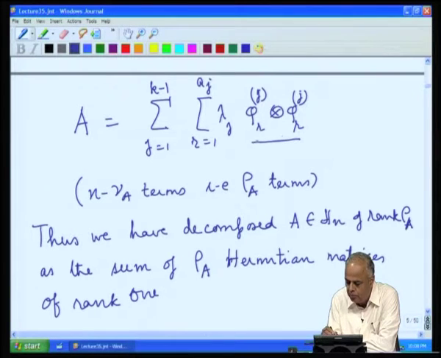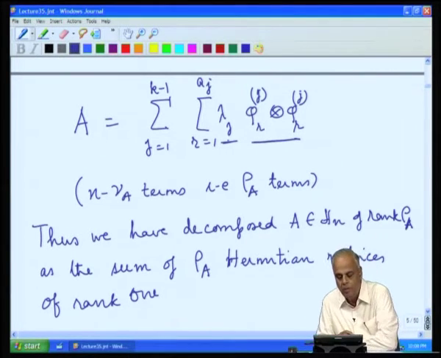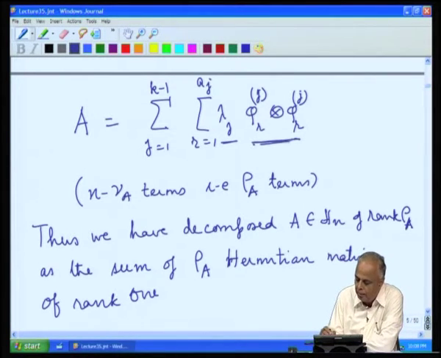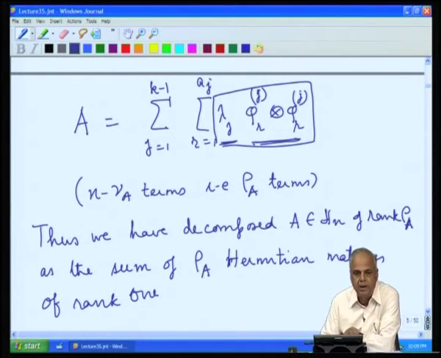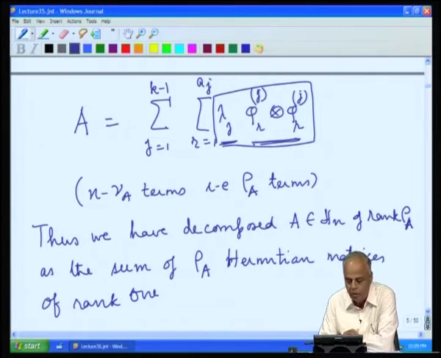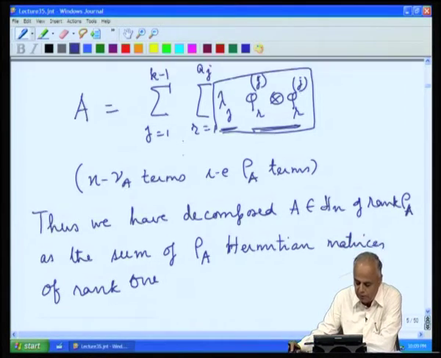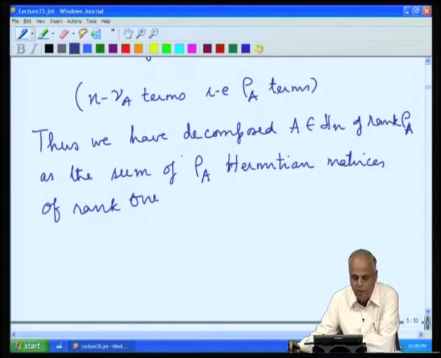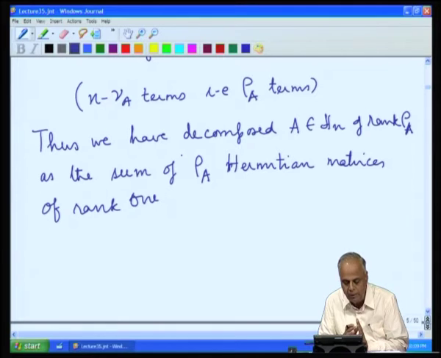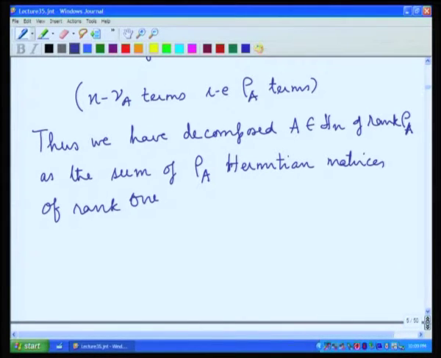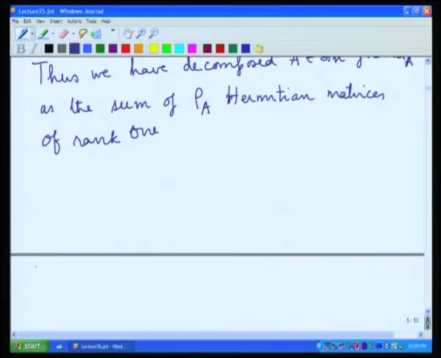Each one of these terms is Hermitian. This is real because for Hermitian matrices the eigenvalues are real. So, when you multiply a Hermitian matrix by a real number, you get a Hermitian matrix. So, this whole quantity is a Hermitian matrix and therefore, the whole sum is the sum of Hermitian matrices and each has rank 1. So, thus we have seen that if you have a Hermitian matrix of rank rho, it can be split into the sum of rho rank 1 matrices. So, we will always reduce everything to the rank 1 level. Let us look at some examples of this decomposition.